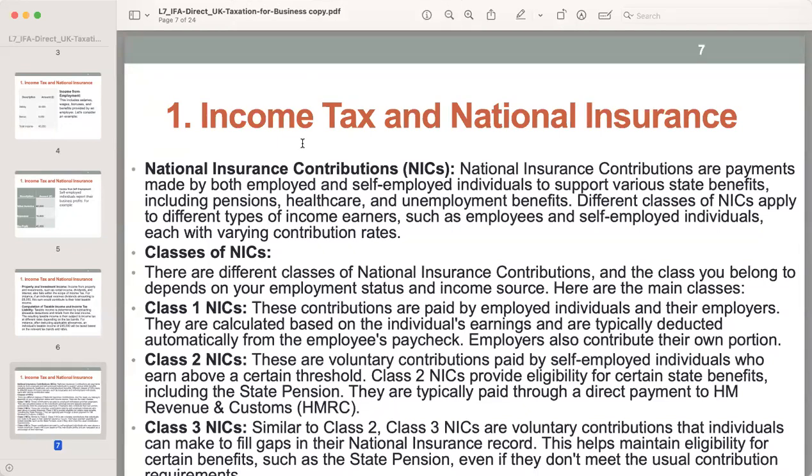Class 2 is for self-employed people with earnings above a certain amount. They are important for state benefits. Then we talk about Class 3 national insurance, or voluntary contributions to fill gaps in your record, ensuring you get benefits even if you haven't paid much. And then Class 4 national insurance contributions are for self-employed individuals with earnings above a specific level. So the amount you pay depends on your profit.